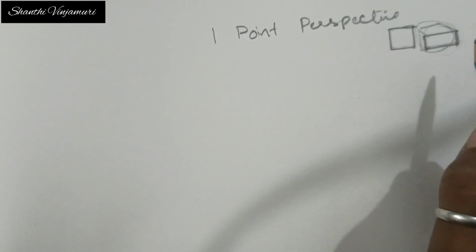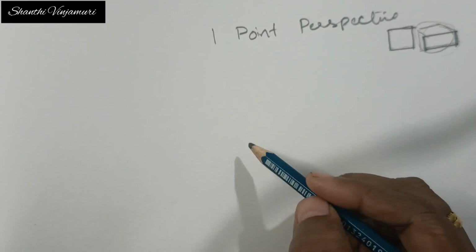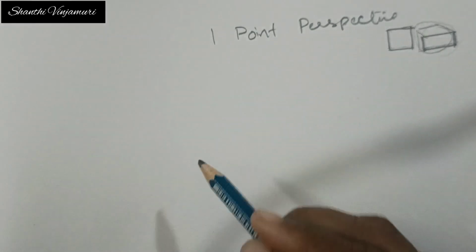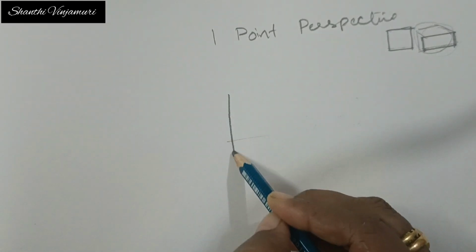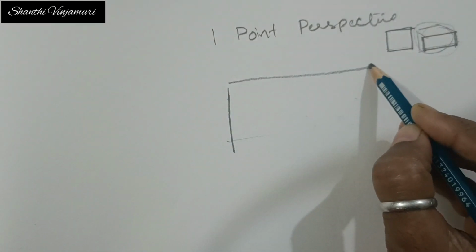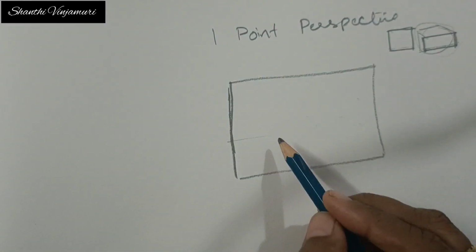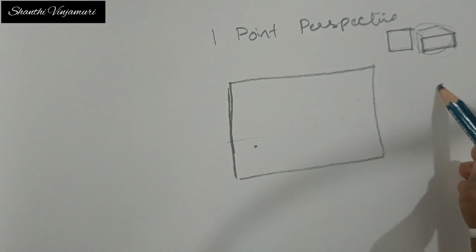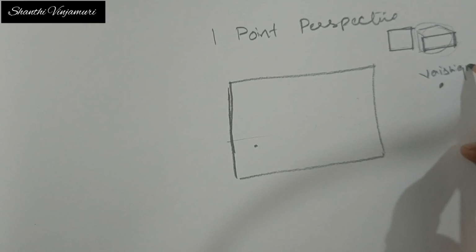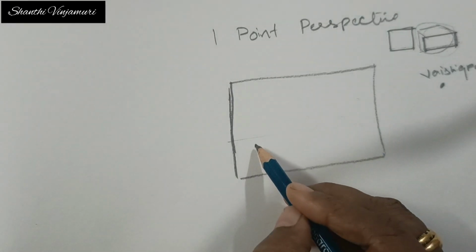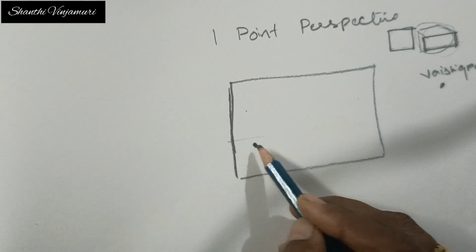For this, we use a small technique which is called the vanishing point. This vanishing point can be anywhere. Suppose this is your paper, or a book, whatever. Imagine. This vanishing point is just a point. It can be anywhere, here, here, here. I will just put it like this.